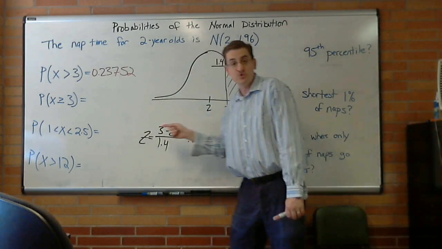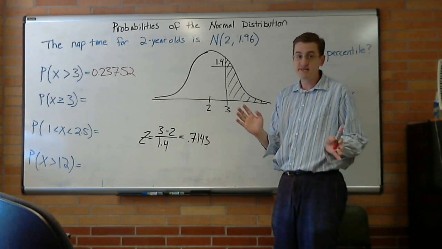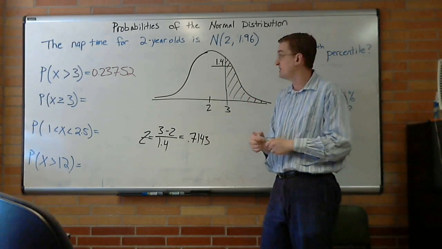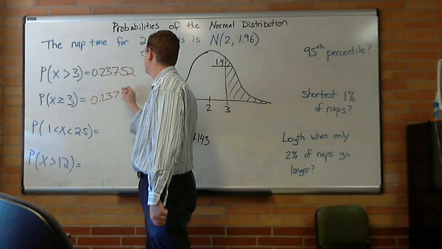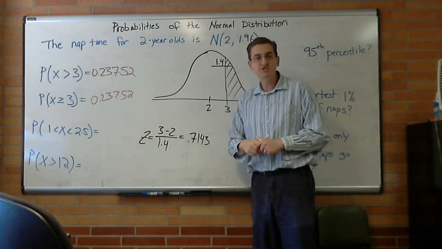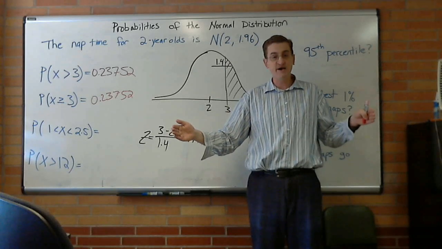Now, what happens if we ask the question, what's the probability they sleep at least 3 hours? Well, it's the same, except we're going to include the value 3, which has no area. Don't get tricked by this. It doesn't matter if it has the equals or not. It's the same answer, 0.23752.